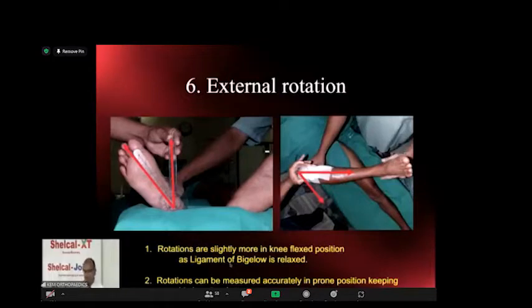Two important points: rotations are slightly more in the knee flexed position because the ligament of Bigelow is relaxed in that position. In extension, it is slightly less. Rotations can be measured accurately in the prone position by keeping the hip in extension. Usually in children we do that. In Perthes disease or those kinds of children, we measure the rotations in a prone position.